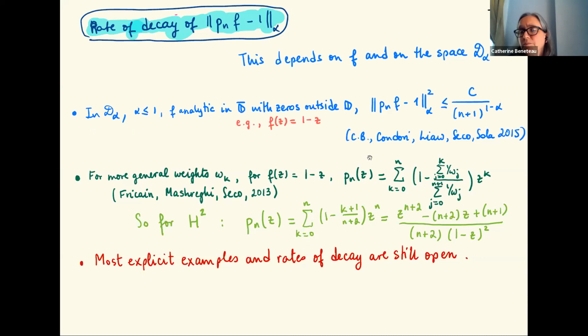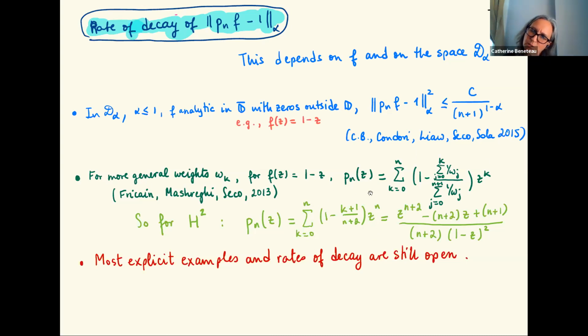They computed them in certain situations, in particular for the function 1 minus z, and they came up with a nice formula for this optimal approximant. And you can see it's a weighted average, basically. It's a weighted average of the Taylor polynomials for 1 over 1 minus z in some sense. So some of these optimal approximants pop up as weighted averages.